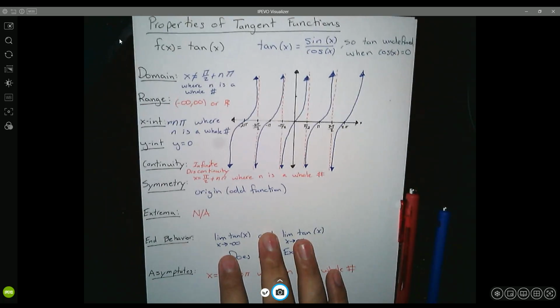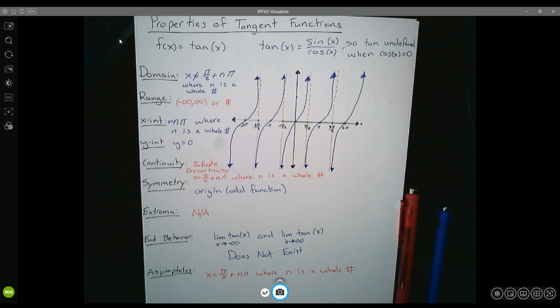And that's it. Those are the properties of tangent functions. They're pretty simple along those lines. Just make sure we always can refer back to this table, everything we did. Take a screenshot if you need to.